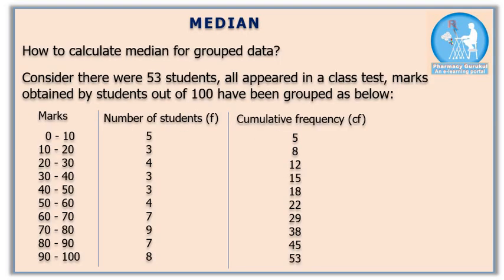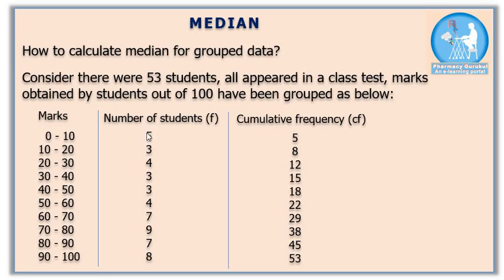Next, how to calculate median for grouped data. Consider there were 53 students and all appeared in a class test, and the marks they obtained out of 100 have been grouped as below. 5 students found 0 to 10 marks, and 3 students found 10 to 20 marks, and so on. Here the new thing is to find the cumulative frequency, that is denoted by CF.